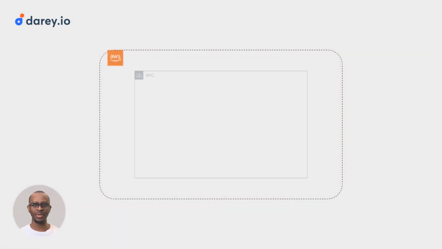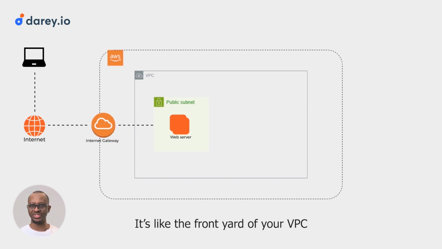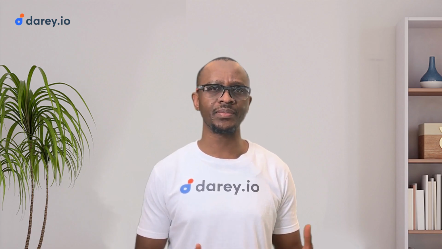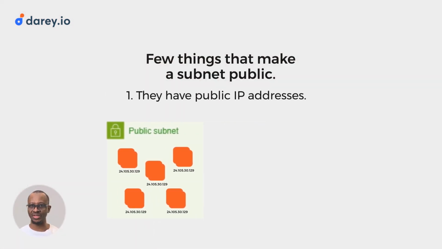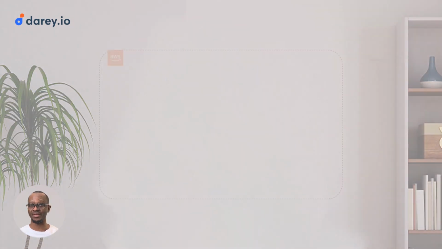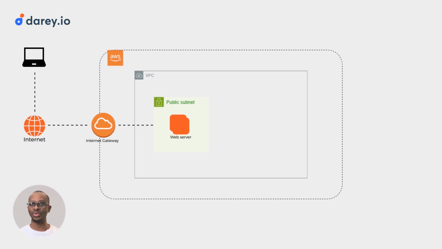Let's zoom in on public subnets for a bit. A public subnet is like the front yard of your VPC, open, accessible, and designed for resources that need to interact with users over the internet. There are a few things that make a subnet public. Resources in a public subnet typically have public IP addresses, allowing them to send and receive data from the internet. A public subnet is connected to an internet gateway, which acts as a bridge between AWS and the outside world.